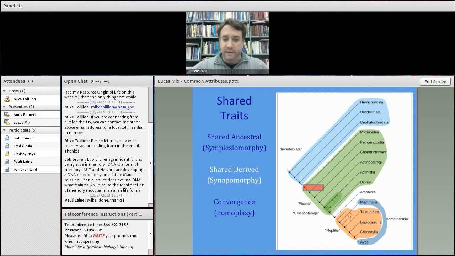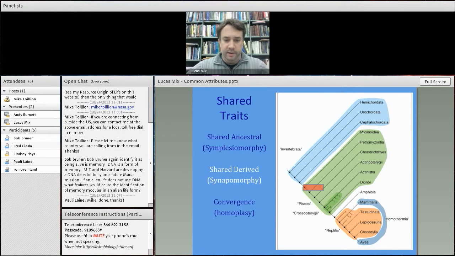Likewise, we have shared derived traits, synapomorphies. There isn't a synapomorphy marked on this chart, but you can see the little node here that I have marked in red. Everything from then on out has a spine. So that's the vertebrate group. All members of the group have it. That is a shared derived trait.